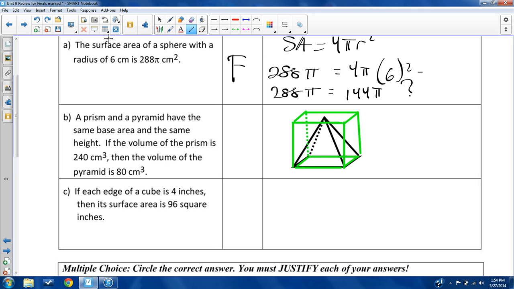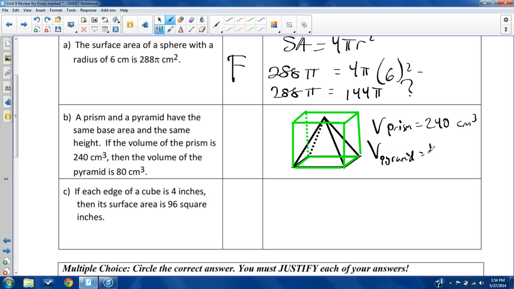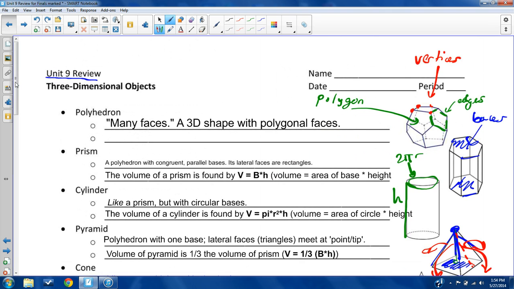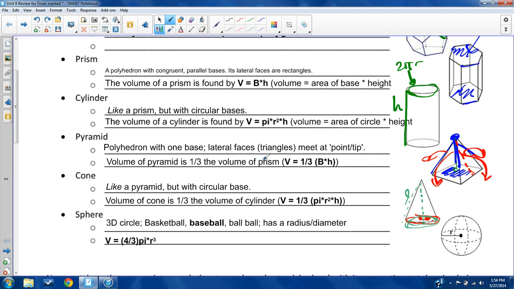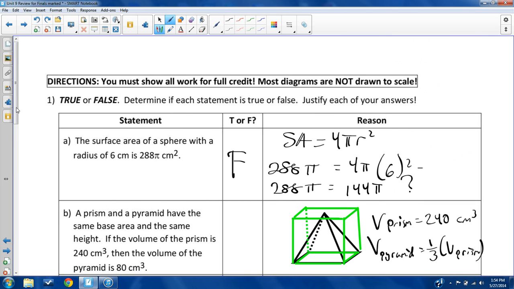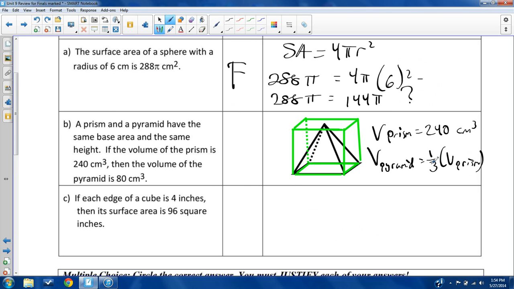The volume of the prism is 240 cubic centimeters. And it says the volume of the pyramid. Now, I'm just going to go ahead and go with volume of pyramid. It's 1/3 the volume of the prism. We already know that. We said it before. Volume of a pyramid is exactly 1/3 the volume of a prism. So it's 1/3. I could have just put V prism here, but if you know the area, base, and height, you can do it. Here I don't know the area, the base, and the height, but I do know the volume of the prism, and the volume of the prism is 240. So take 1/3 of that. That will be 80 cubic centimeters. That's what that asks you.